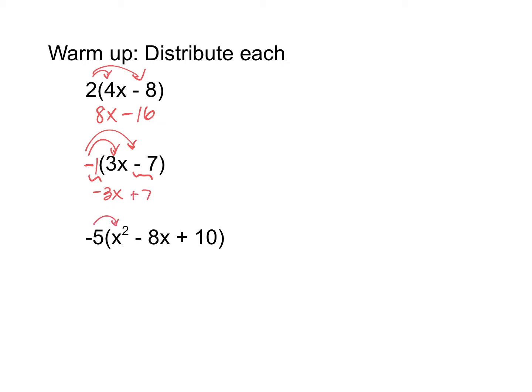All right, same thing here. I would get negative 5x squared. Here it's a negative times a negative, which turns into a positive 40x. And then a negative 5 times 10 is negative 50.